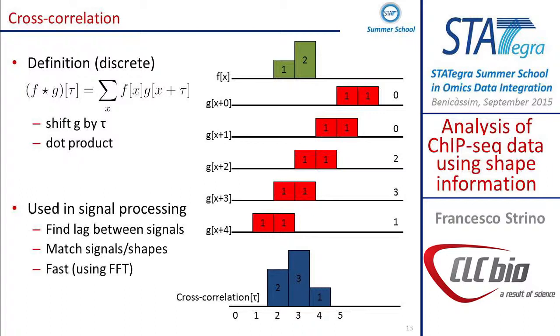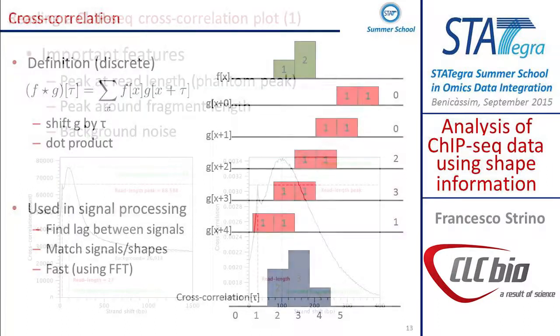Another thing is to match. If I know that I'm looking for a certain shape, I can just run that shape through all the signal, and this will tell me where it is. One of the nice things is that this is a relatively fast operation if you use Fourier transforms. So this is also used very much in signal processing and a lot of things like that.